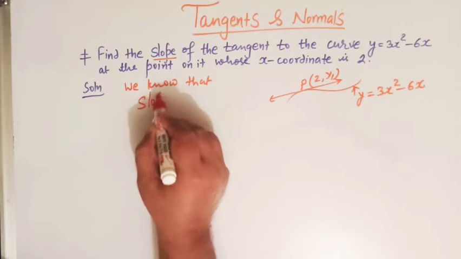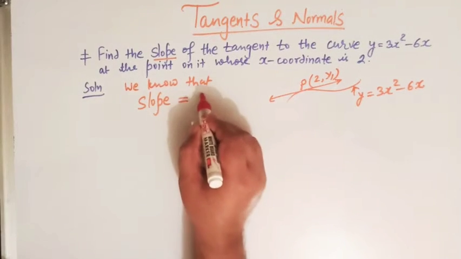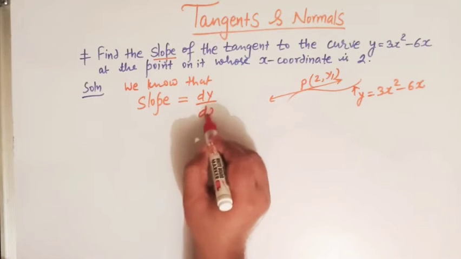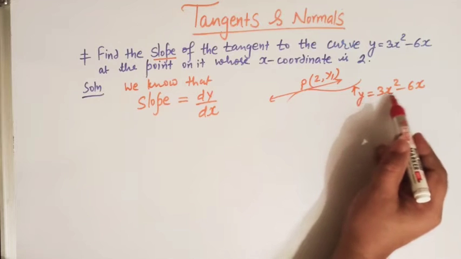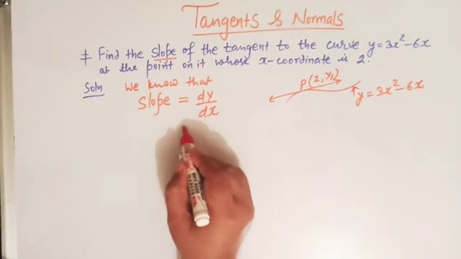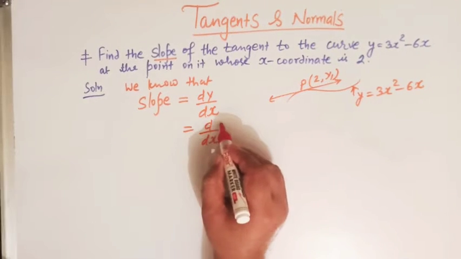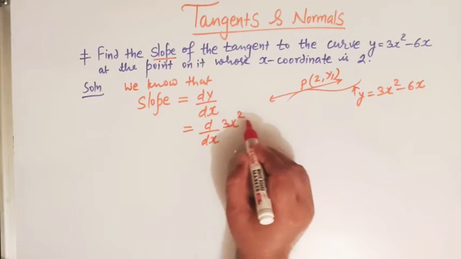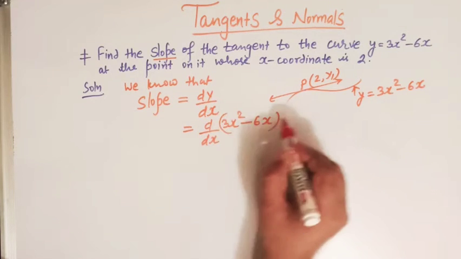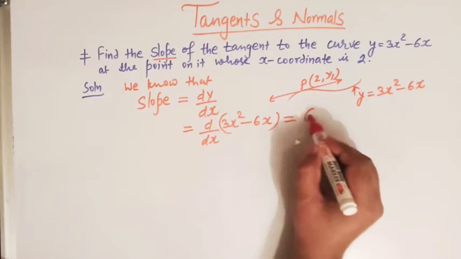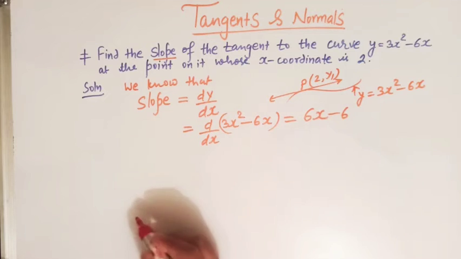Slope of tangent is given by the derivative of y with respect to x, where y is given by this equation. Now we find the derivative of this function. So we have d by dx of 3x square minus 6x. So here we have 6x and minus 6.